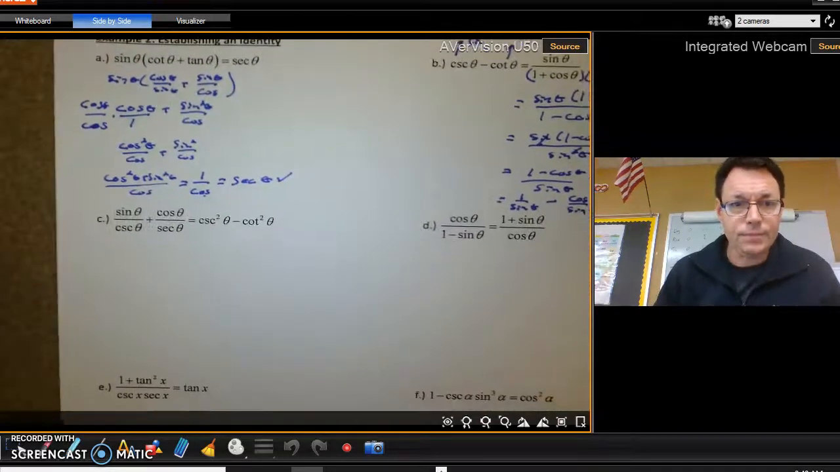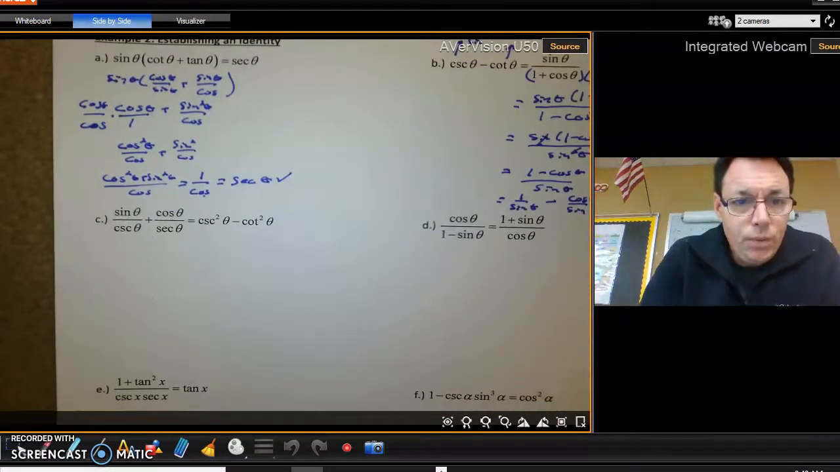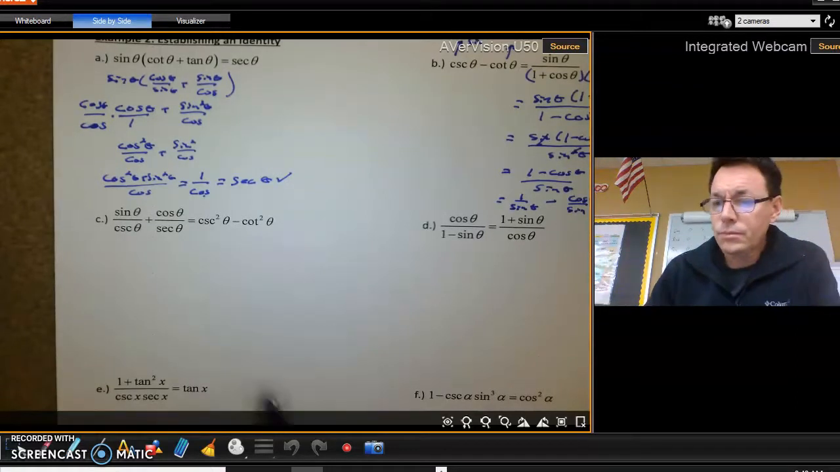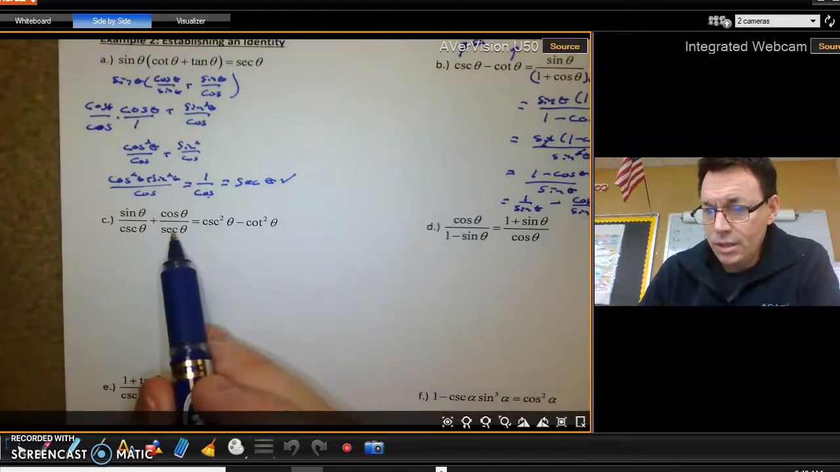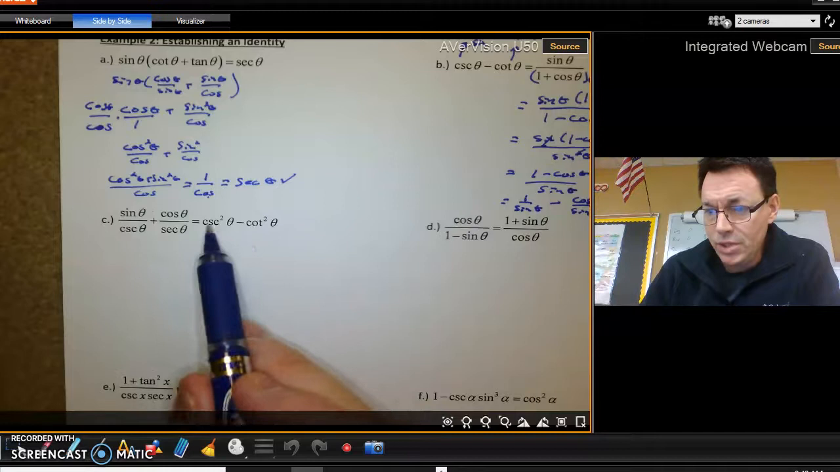All right, let's look at the next one here. Whew, this one looks ugly. There's a lot going on here. I've got a sine over a cosecant. I've got a cosine over a secant. I've got this expression over here.